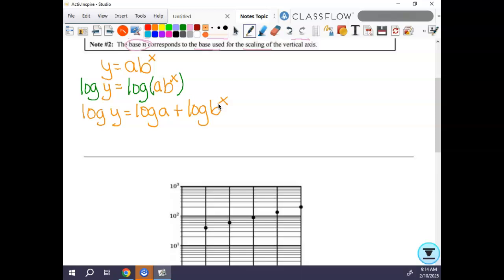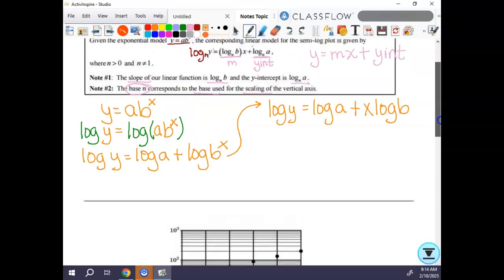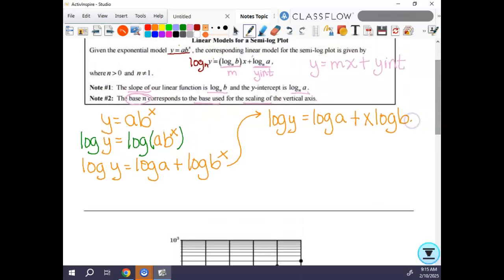Everybody okay with that? Then I'm going to come up here and say I've got log of y equals log of a plus, now I can bring the x out in front, right? Plus x times the log of b. And that is essentially what we have up there. And I say essentially because this term is written differently and they're flipped around.